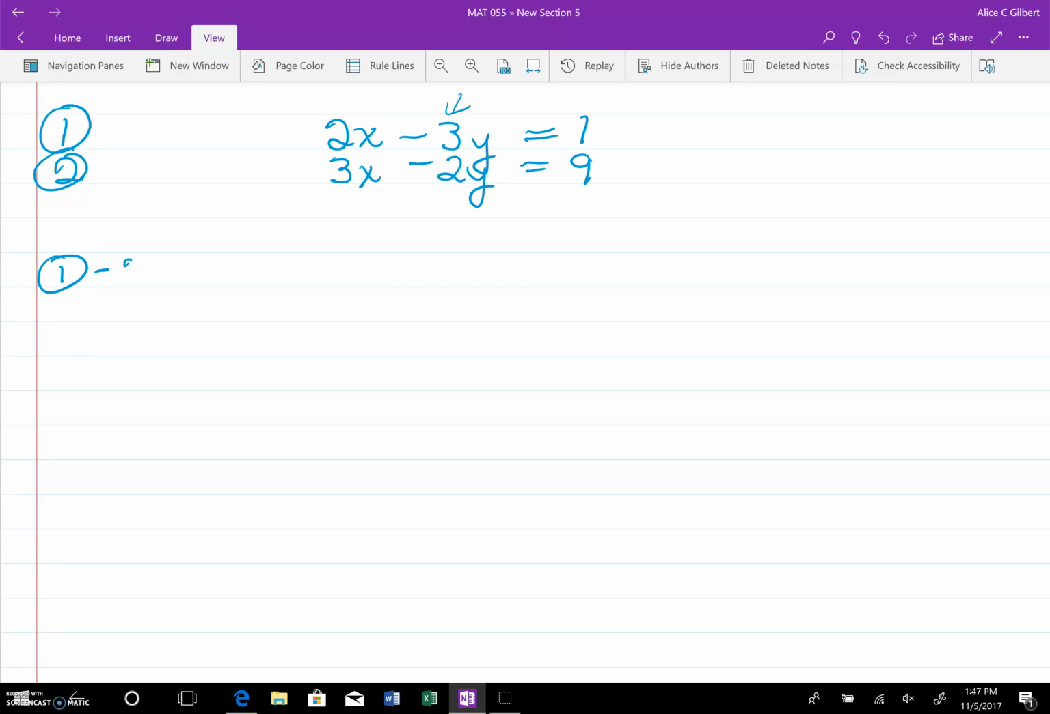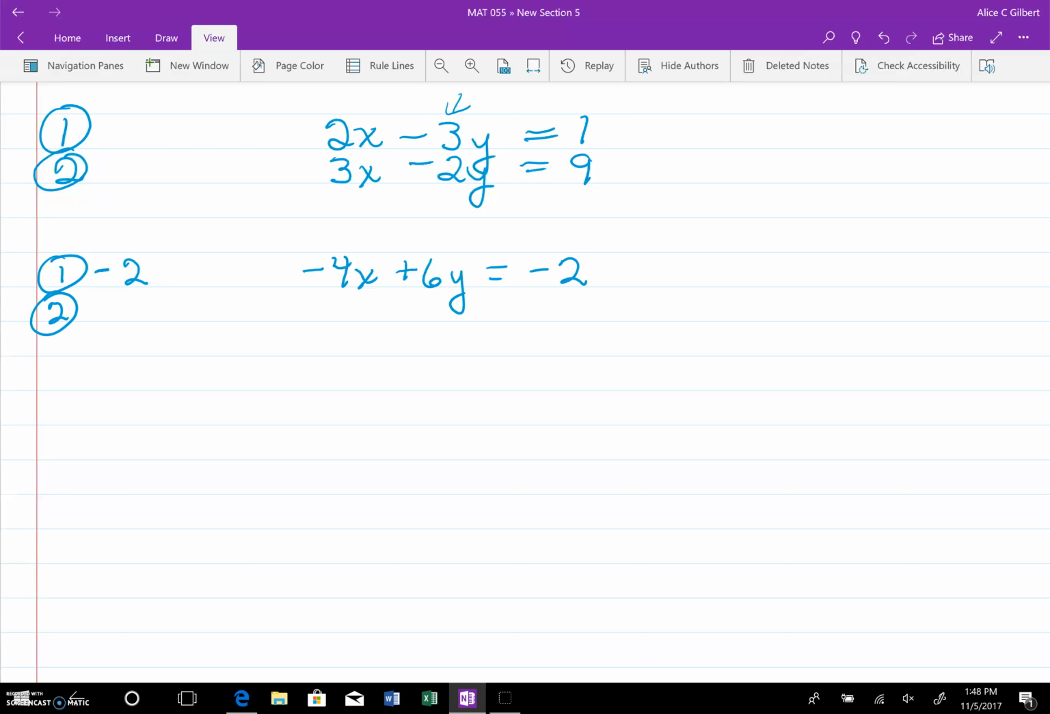But you know what? I'm going to multiply this one by negative 2. That way the top y will be positive and the bottom y will be negative. Just feels better. But I could make the other one, when I do number 2, be negative instead. Okay, so negative 2 times 2x is going to be negative 4x. And negative 2 times negative 3y is going to be positive 6y. And negative 2 times 1 is going to be negative 2.